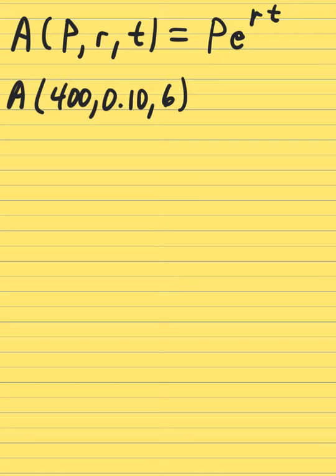Well, let's plug this in. This will be equal to 400 e to the 0.10 times 6. And we're just going to round this to the nearest penny. Let me grab my calculator. All right, so 400 times e to the 0.10 times 6, I get 728.85.